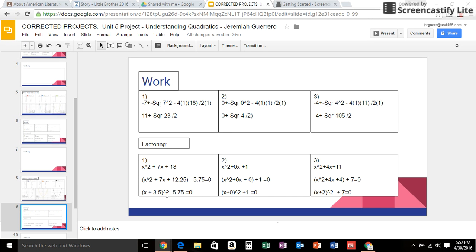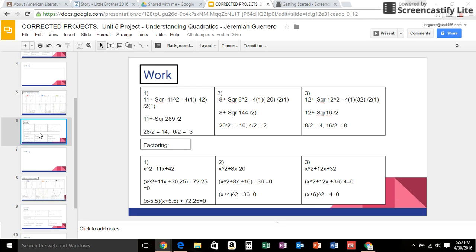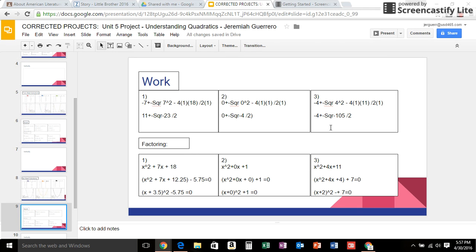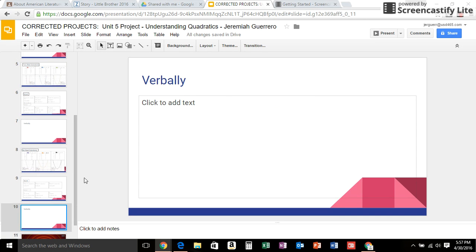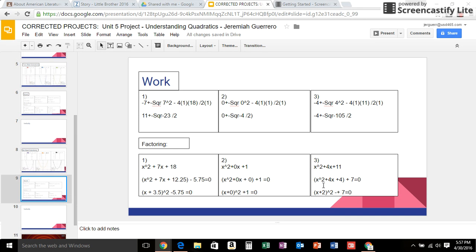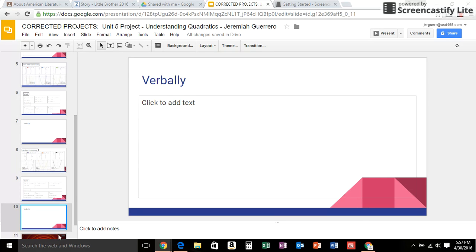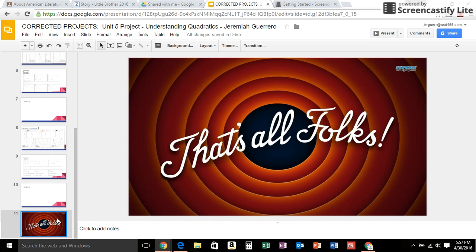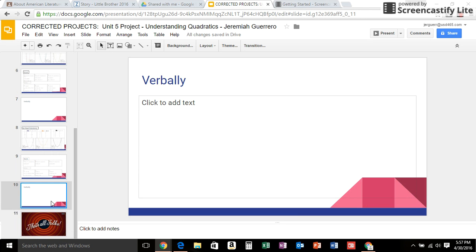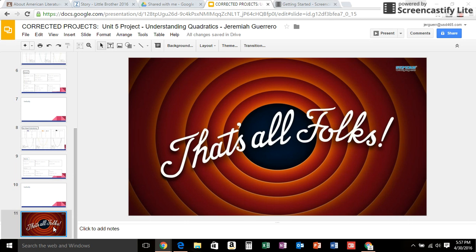Factoring works the same way with this, finding where the vertex is at. The work here is still the same, and it works fine. And the verbal explanations may be sparse, but that's also because I'm explaining it in this presentation. Alright.